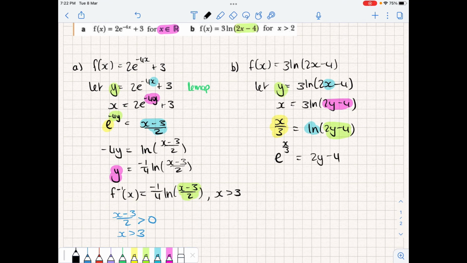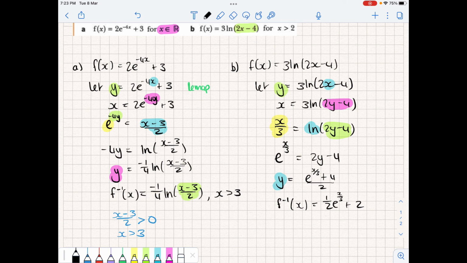We can solve for y, so we can see that y is going to become e to the power of x over 3, plus 4, all over 2. We can simplify that further by dividing that 2 into the 4 as well. And to continue, we weren't asked to solve for y, we were asked for the inverse, and the inverse is f to the minus 1 of x equal to 1/2 e to the power of x over 3, plus 2.